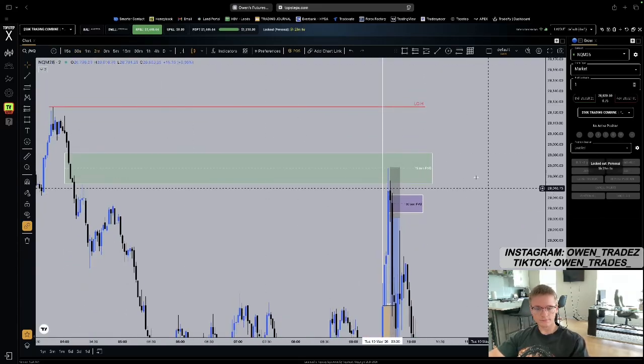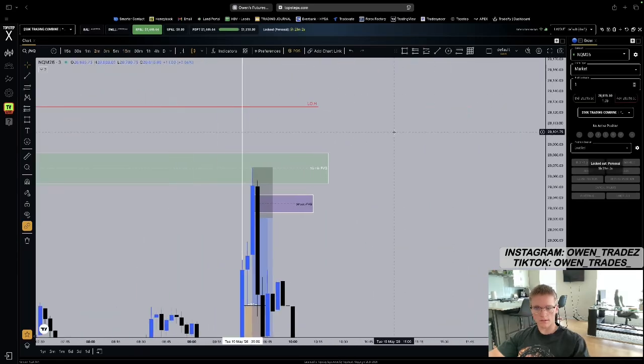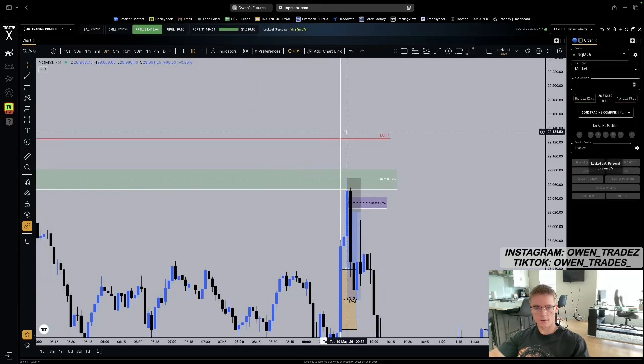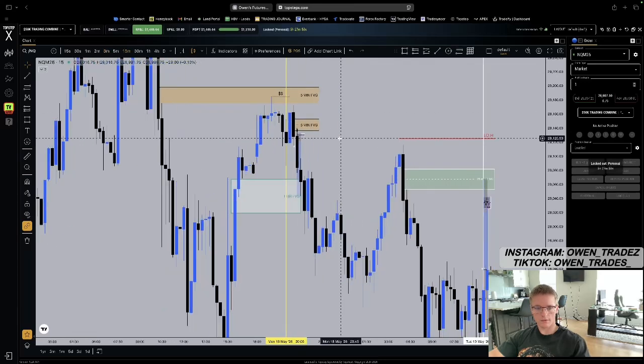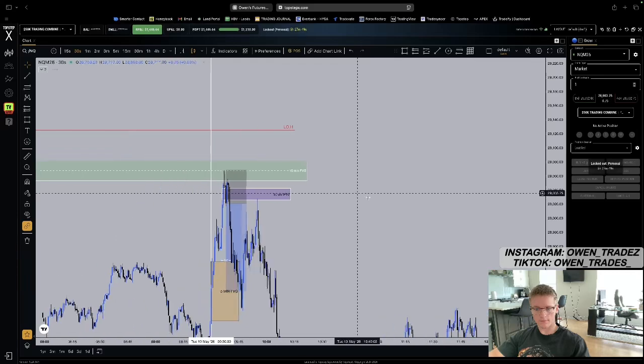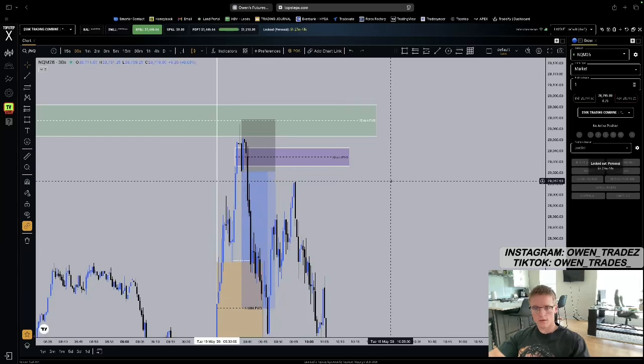Second one this morning. Right here, this white line is 9:30 New York AM open. As we open, we come up, respect this 15-minute gap right here, and then on the 30-second, very similar trade to the one that I took last night.